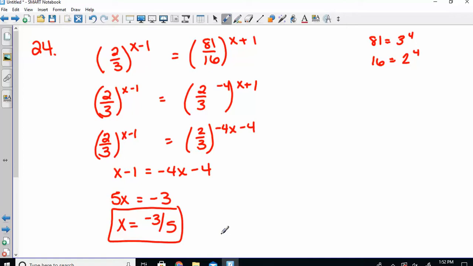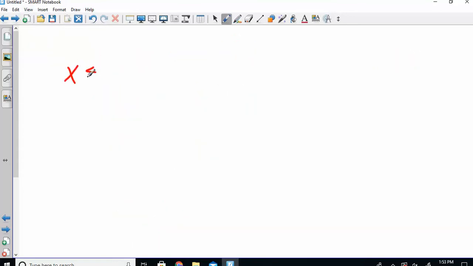So the next 3 are inequalities. 25, you should get negative infinity to 4/9. Do we need to look at that? Alright. Wait, what was the answer? Negative infinity to positive 4/9. I got x is less than or equal to 4/9. Okay, I just wrote that as an interval.